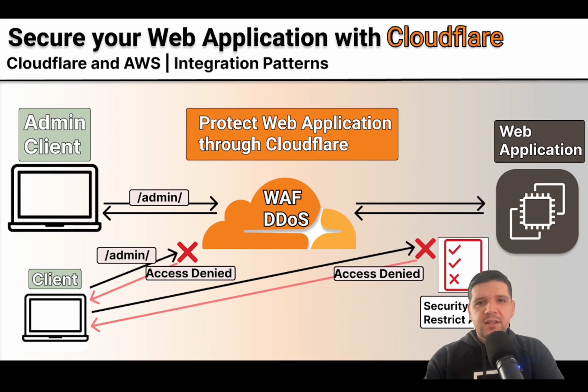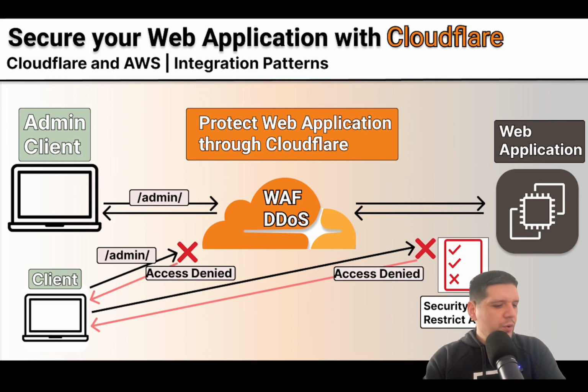I would like to talk about how you can secure your web application hosted in AWS with the Cloudflare offering. This solution is universally applicable, not just for EC2 instances that I'm going to demonstrate, but also if you have an application running behind a load balancer, or if you expose your application behind API Gateway or any other way, this solution can be used as well.